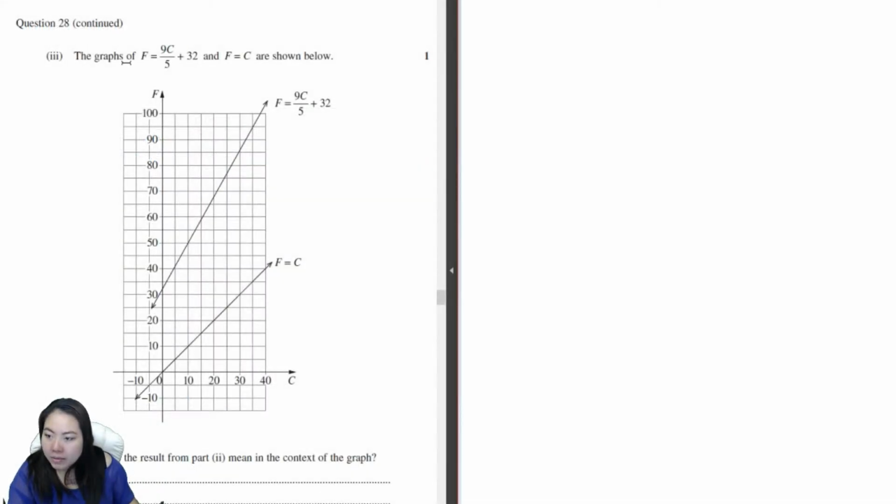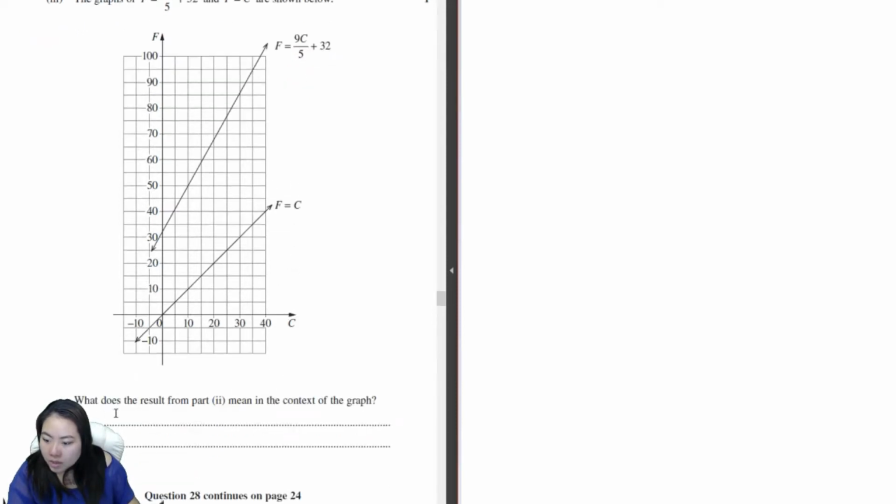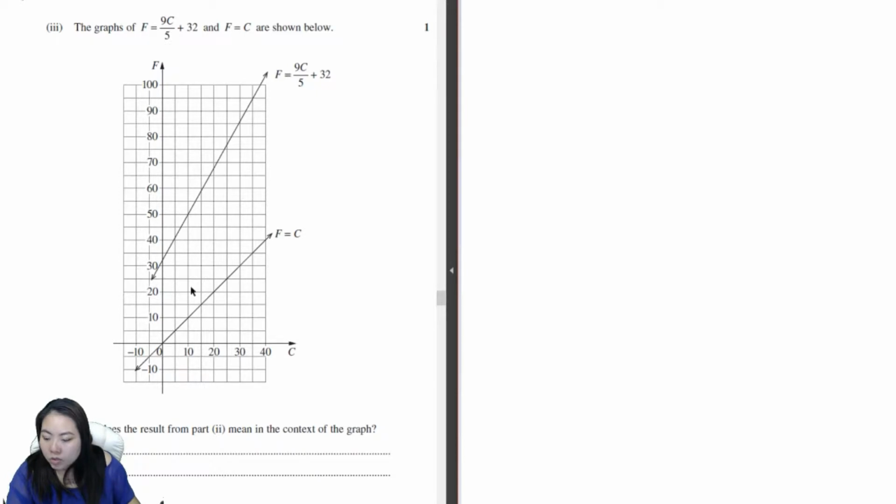Question 3. The graphs of this and this are shown below. What does the result from part 2 mean in the context of the graph? It means that these 2 graphs are going to intersect at minus 40 degrees. And it will be at minus 40 degrees Celsius and minus 40 degrees Fahrenheit. So around here somewhere, they are both going to intersect. And that's what that means for 1 mark.